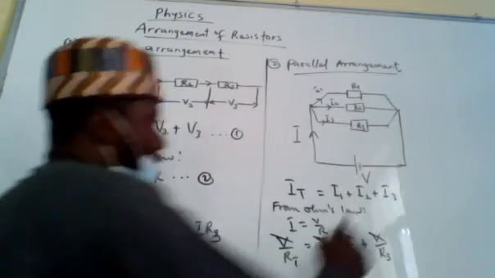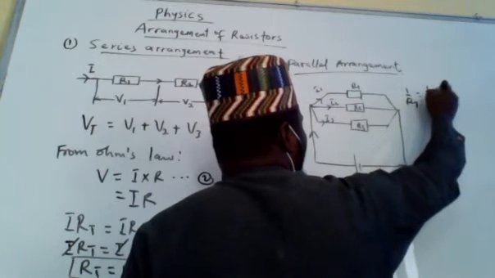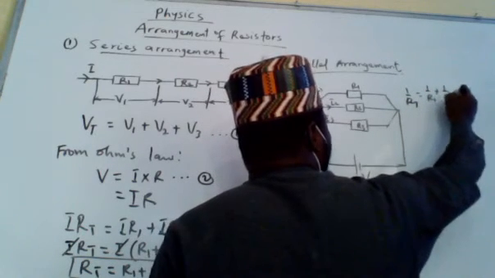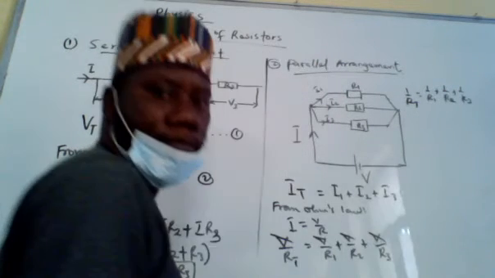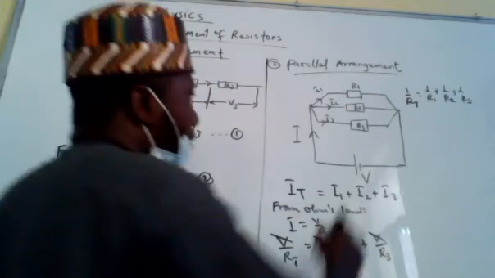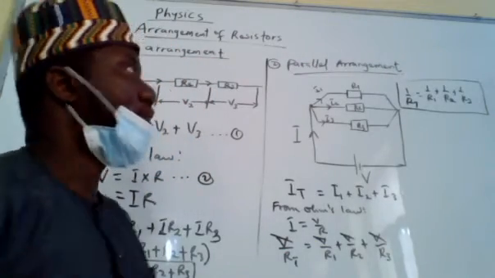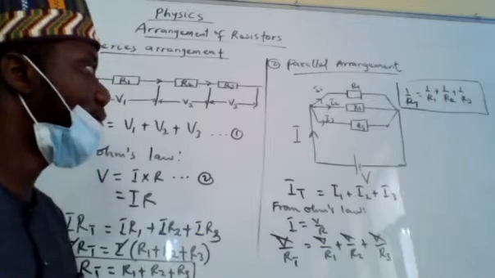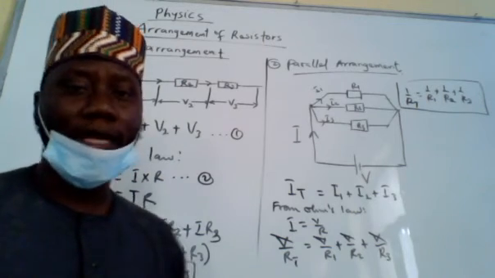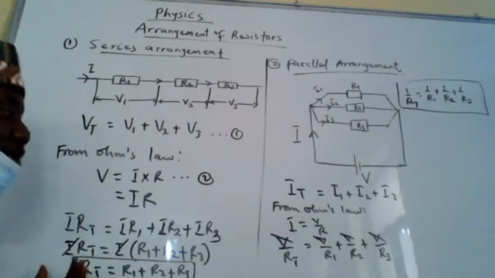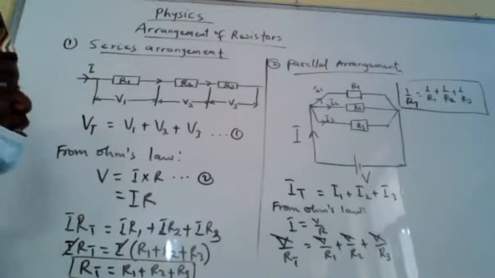I will now be left with 1 over R total to be 1 over R1 plus 1 over R2 plus 1 over R3. Okay, that is my total resistance. This is my total resistance for resistors in parallel: 1 over R total is 1 over R1 plus 1 over R2 plus 1 over R3. And for series, total resistance is going to be R1 plus R2 plus R3. We should know the difference.